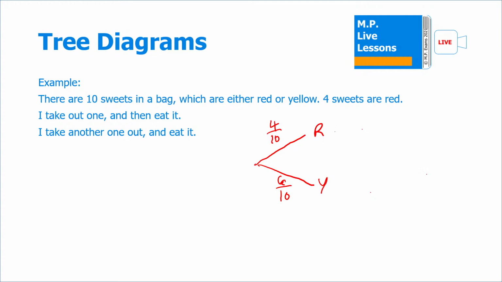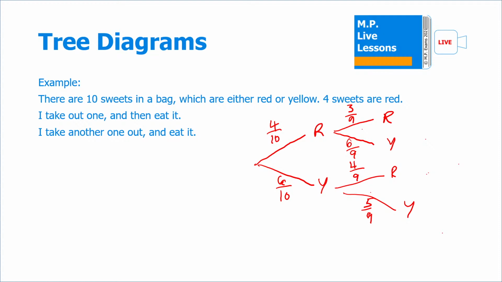So we go down the red path. So if we have another red sweet, that's out of 9 sweets, 3 remaining are red because we ate one of them already. And to eat a yellow sweet, there's still 6 yellow sweets out of a total of 9, so 6 over 9. Now if we eat a yellow sweet first, there's still 4 red sweets out of the remaining 9. And to eat another yellow sweet, there's 9 remaining, and there's 5 yellow sweets remaining, so we ate one of them, so that's 5 over 9.